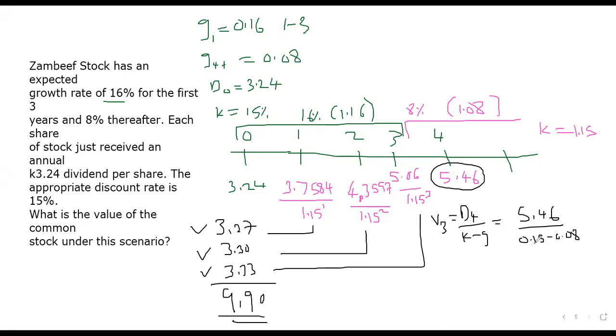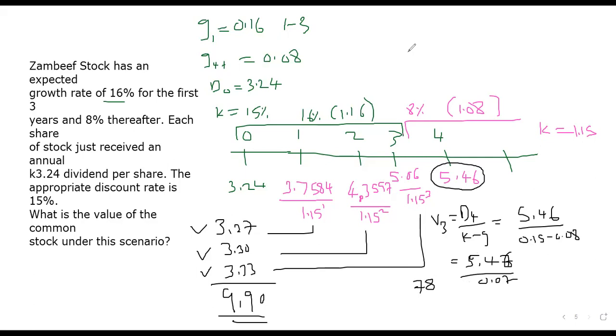15% minus 8%, we're going to get 7% or 0.07. So we divide 5.46 over 0.07. Put 5.46 on my board. Divided by the answer, we're going to get 78. This 78 is the value of the stock as of year what? As of year 3. Are we together?